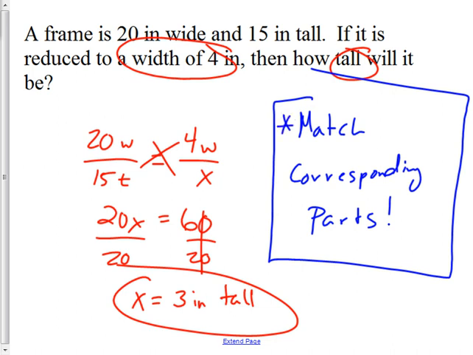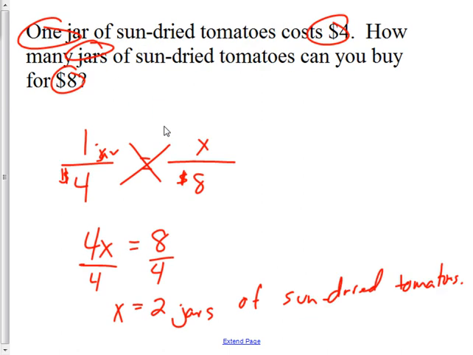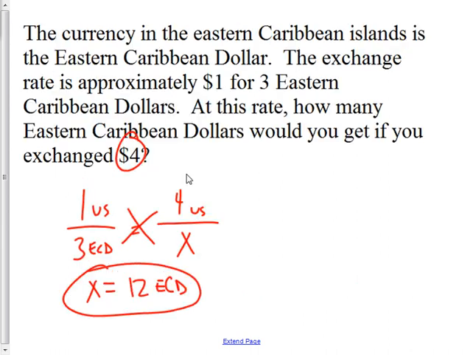Okay, match corresponding parts. So you want to match apples to apples, width to width, height tall to height tall. Okay, what else do we match today? We matched pineapples to pineapples, dollars to dollars. We matched jars of sun-dried tomatoes with other jars and dollars to dollars. We also matched US dollars to Eastern Caribbean dollars. Okay, so you have to match everything up the way it's supposed to be matched.